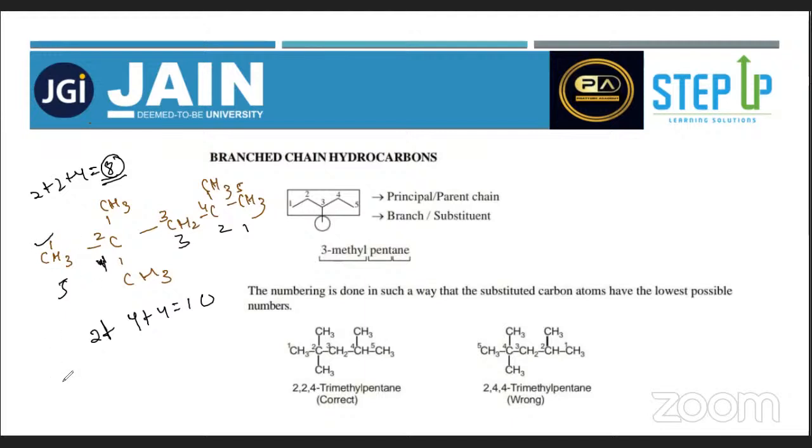Using that, how I'll write it is, on the second carbon we have 2 methyl groups, and on the fourth carbon we have 1 methyl group. So I'll write it as 2, 2, 4, tri, because I have 3 methyl groups. Trimethyl, I'll write, because in the main chain I have 5 carbons, so it is known as pentane. This is what will be your name.